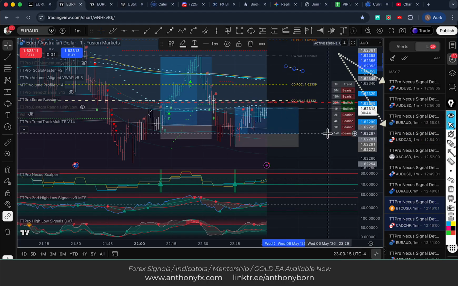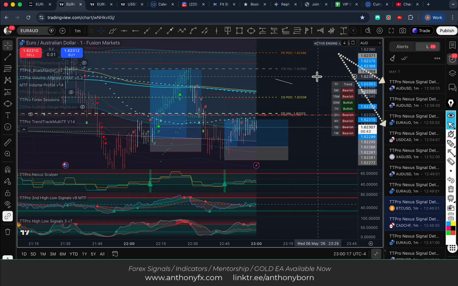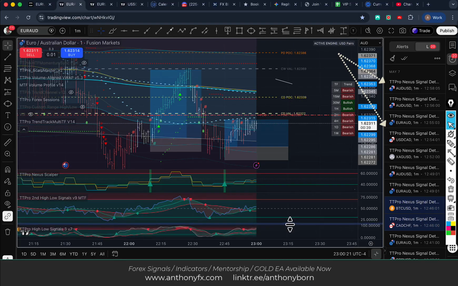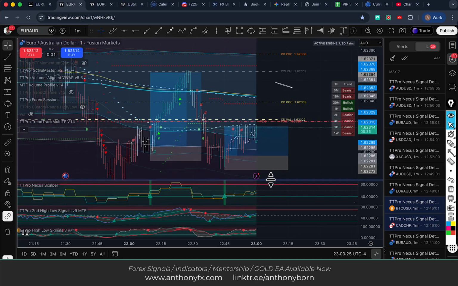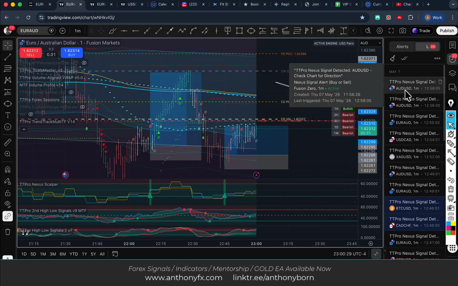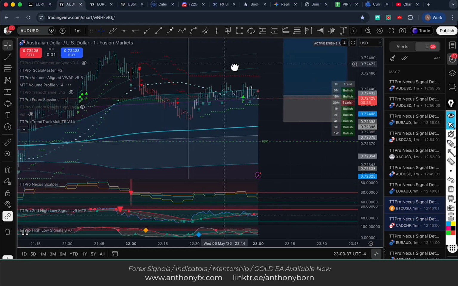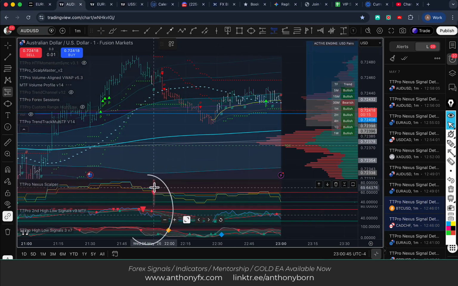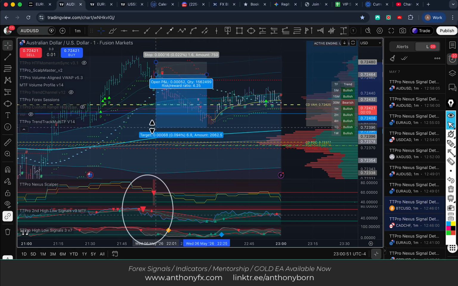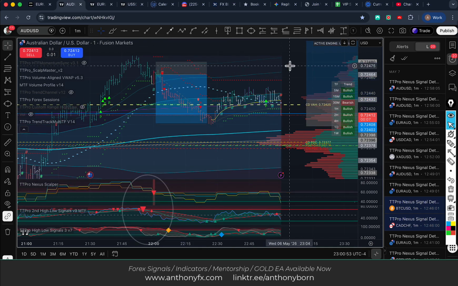Let's just run through the alerts and see what they look like. I'm just going to drop these two down. Okay, this is the Nexus Scalper. The Aussie dollar, we had a couple, I think. All right, let's have a look. Okay, short, nice. 4R, 3.8, 3.8.